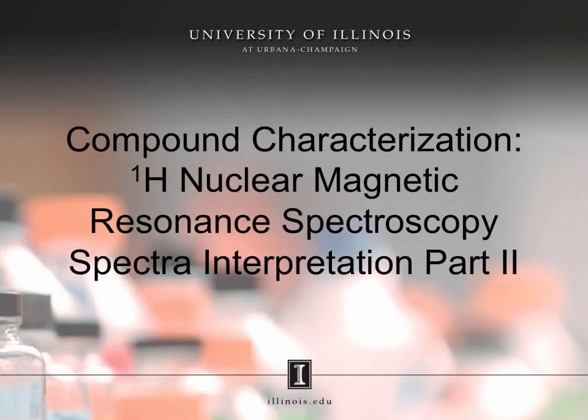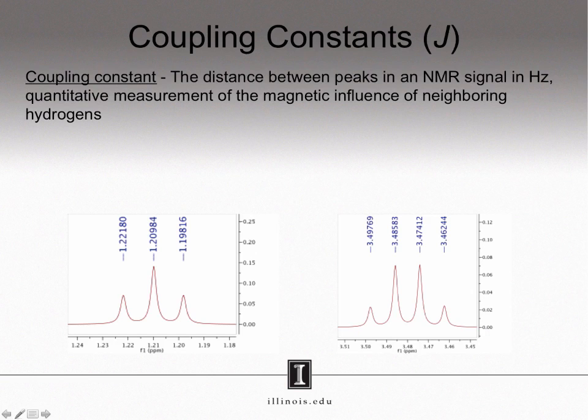Compound Characterization, Proton Nuclear Magnetic Resonance Spectroscopy, Spectra Interpretation, Part 2. In the previous webcast, we discussed how you can pull a great deal of information out of a proton NMR spectrum. Examples include chemical shift, integration, and multiplicity. In this webcast, we will discuss the final piece of information you can pull out of a proton NMR spectrum: coupling constants, also known as J-couplings.